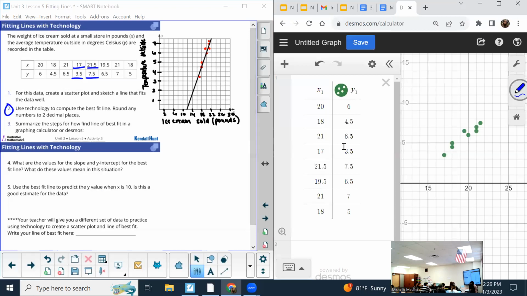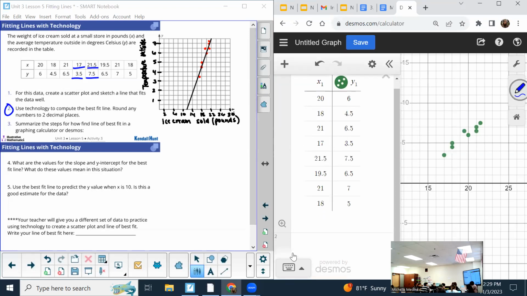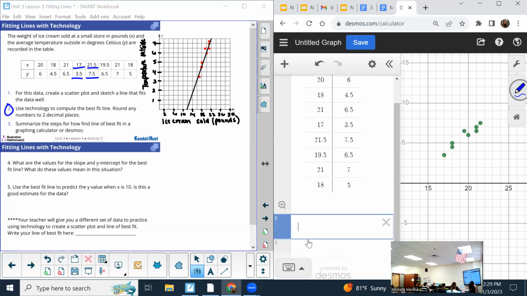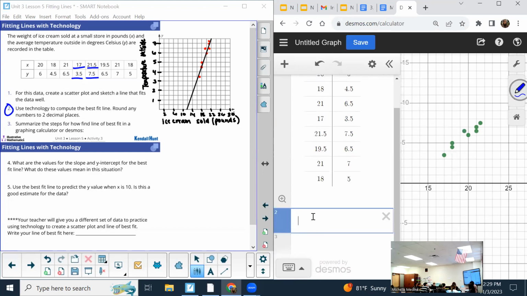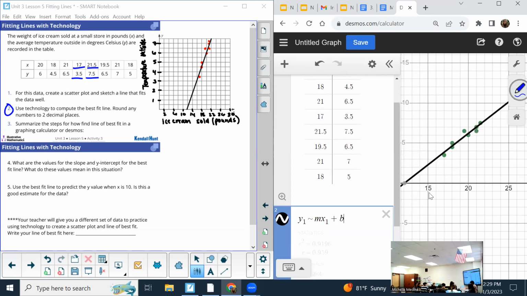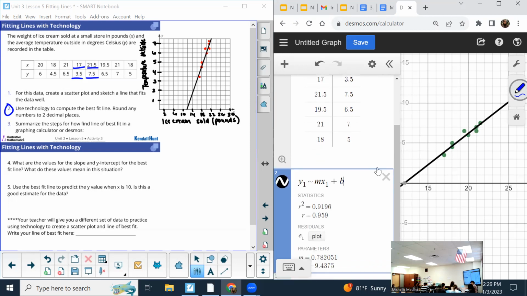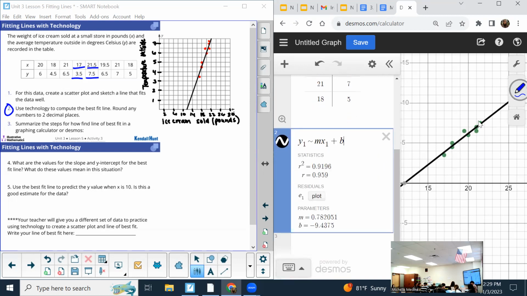To put a line of fit using technology, using Desmos, in a different cell, you're going to click and press these buttons. Your buttons you're going to press are going to be y1, squiggly line, mx1 plus b, which then makes your linear model. It goes through the middle of your data where all of it's clustered around.